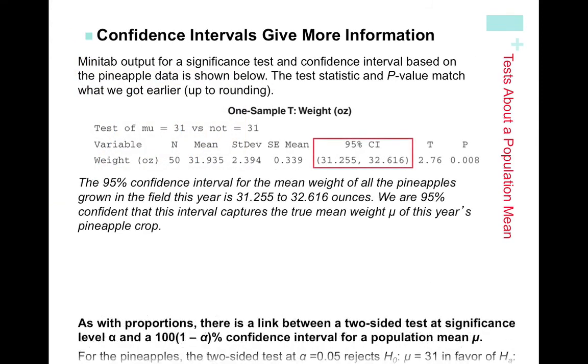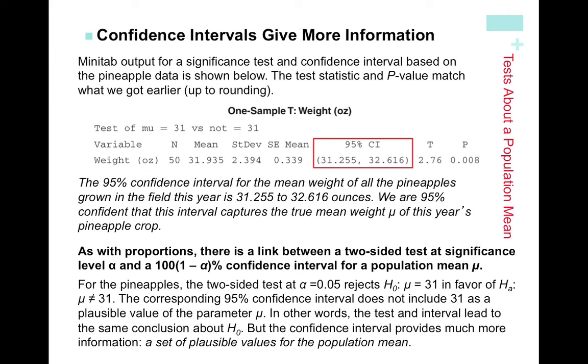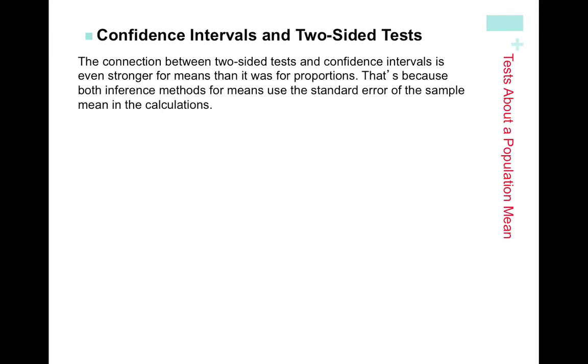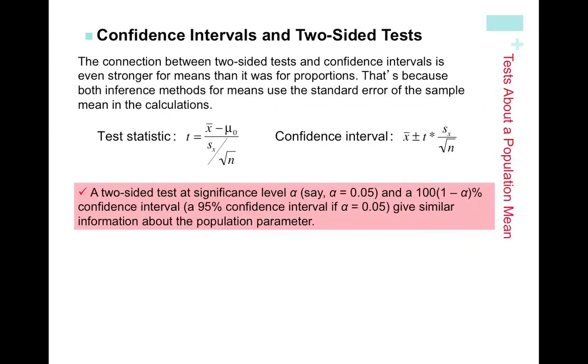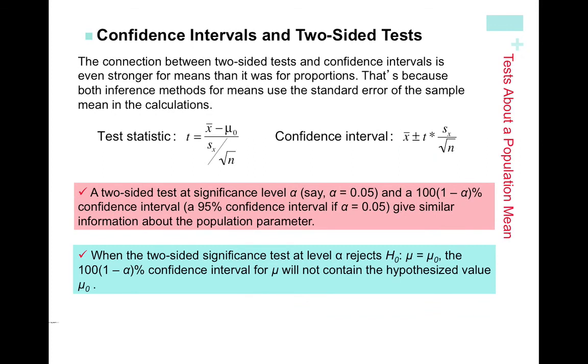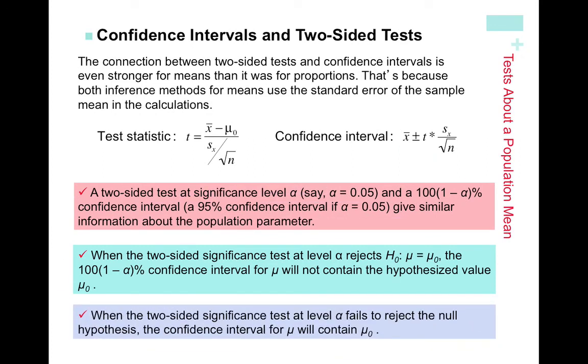And then just like before, we can figure out from a confidence interval that there's a link. So if the number in the null hypothesis is inside the interval, you're failing to reject. If it's outside the interval, you're rejecting. You can read through this if you want to.